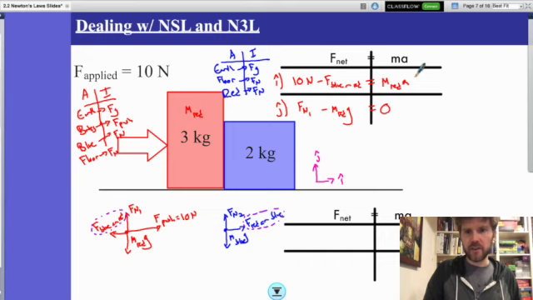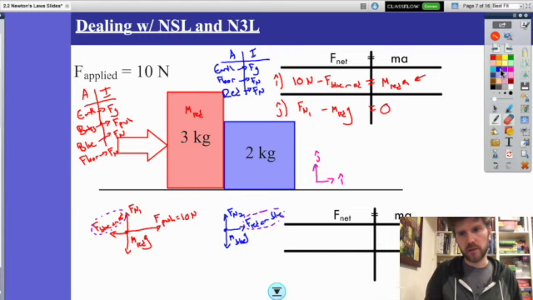So I want to find the acceleration of the system. I want to figure out what's happening, but you'll notice I'm missing something. I don't know F blue on red. So let's go ahead and look at my blue box, see if I can find any clues.